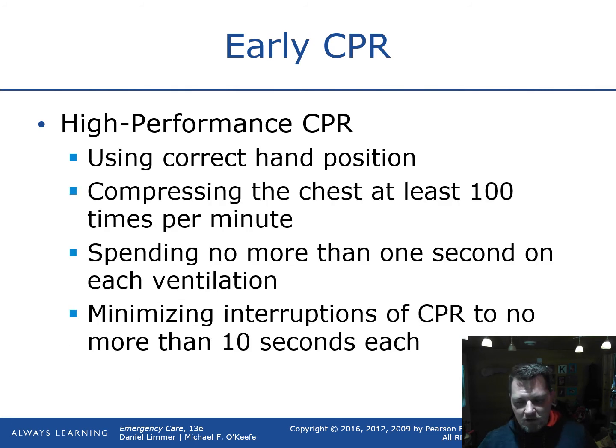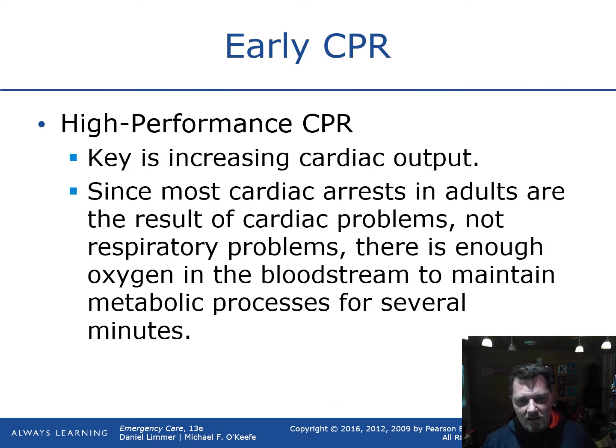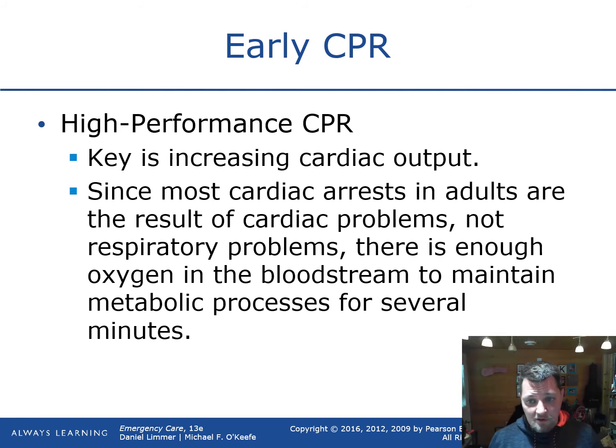Using correct hand position. Remember, we're going to go right here in the middle of the chest, right between the nipples, and right on the sternum. Compress at least 100 to 120 times per minute, and spend no more than 1 second on each ventilation, minimizing interruptions of CPR to no more than 10 seconds. Okay, the key is to increase cardiac output. And since most cardiac arrests in adults are the result of cardiac problems and not respiratory problems, there's enough oxygen in the bloodstream to maintain that metabolic process for several minutes.